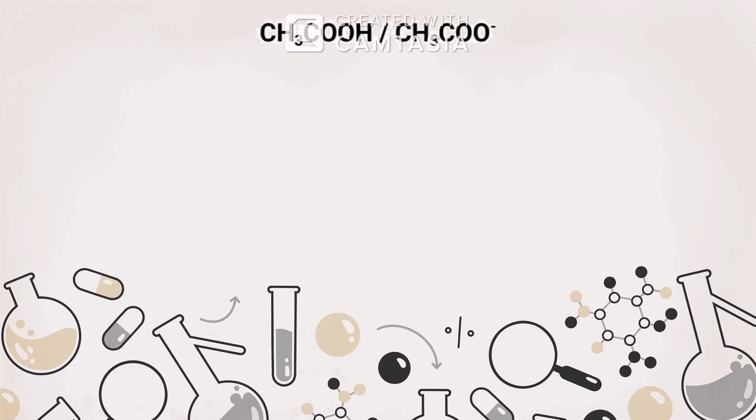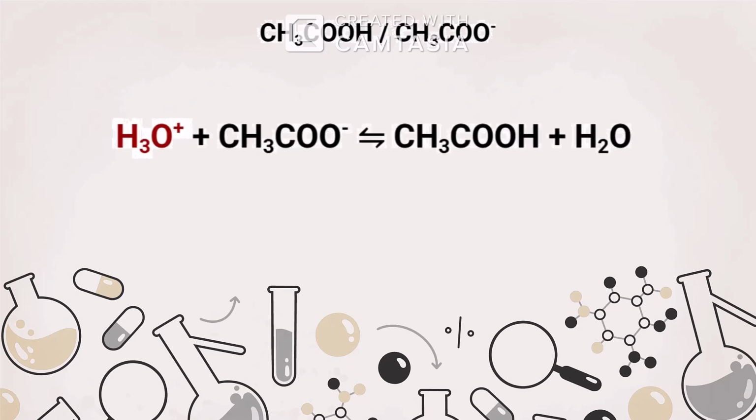In a solution, if small amounts of hydronium ion are added due to the addition of an acid, the hydronium ion reacts with the conjugate base of the buffer system, or in this case, the acetate ion, in the reaction shown. As a result, there aren't any free-flowing hydronium ions, and the pH of the solution does not change much, if at all.